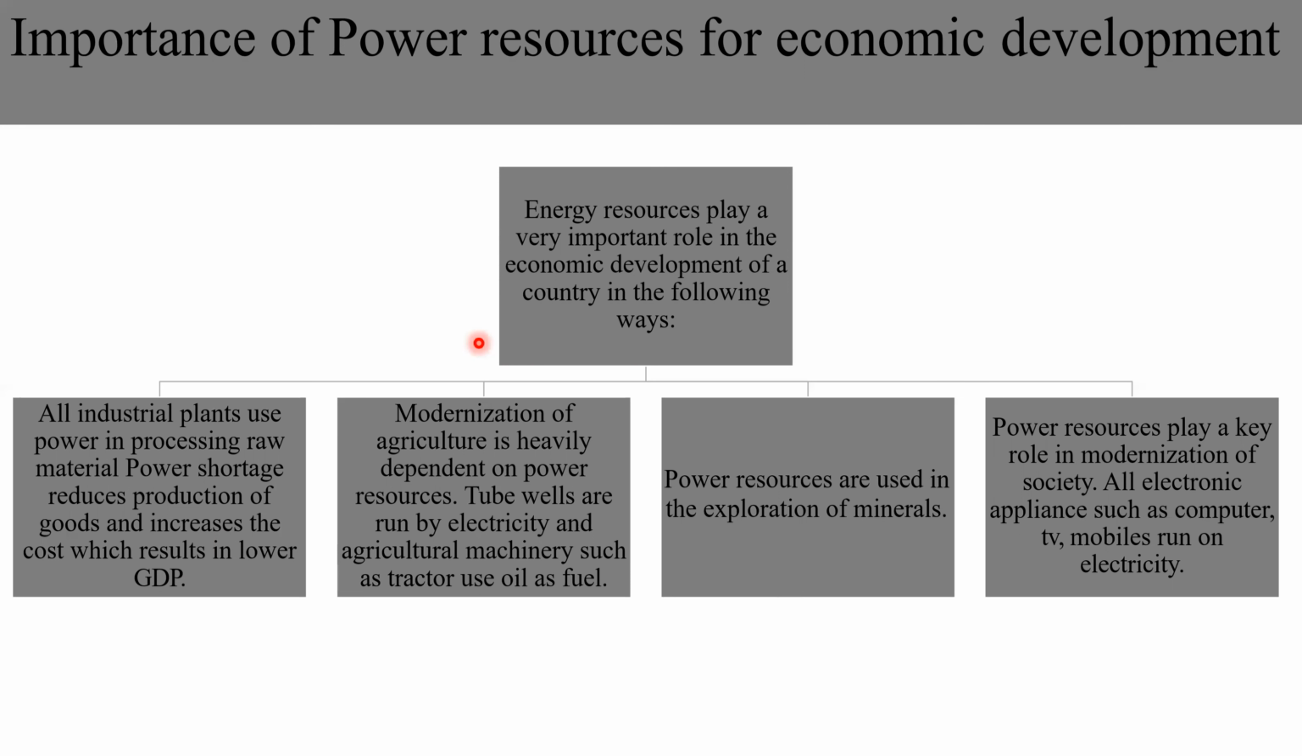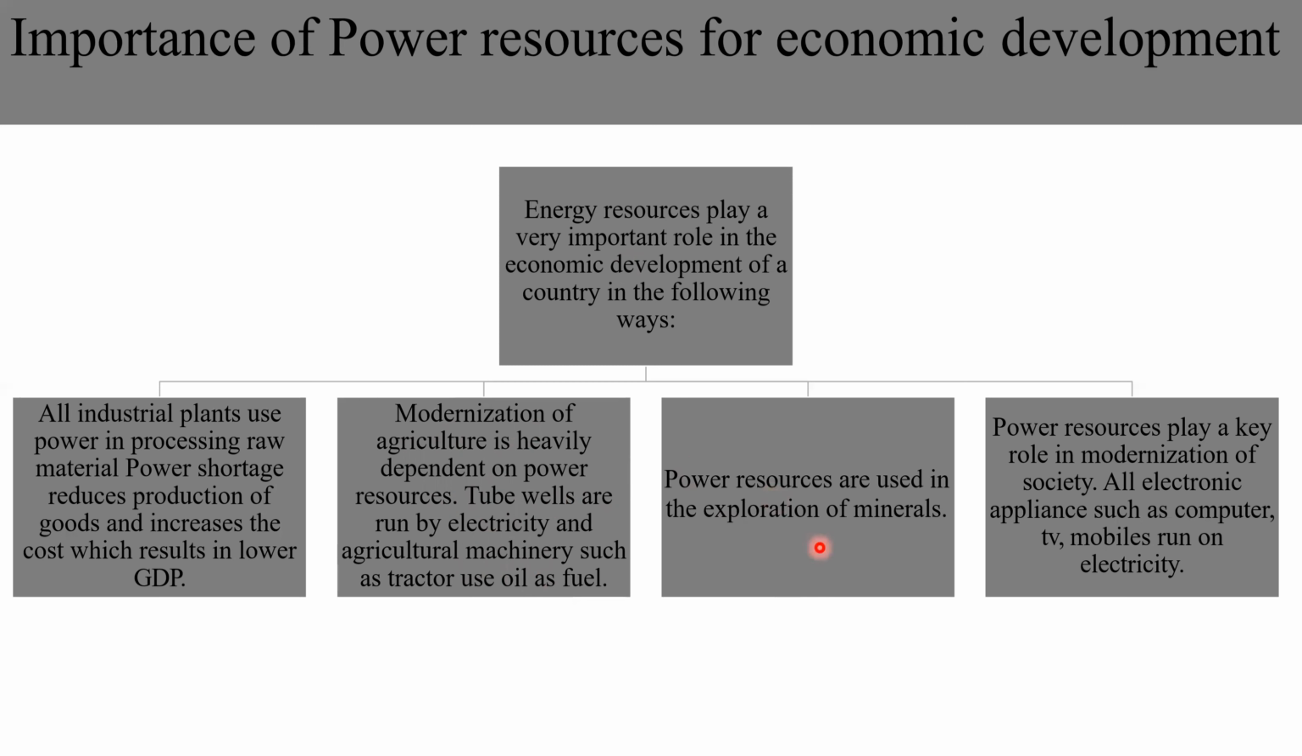The second thing that we are going to observe is that if power resources are made available in the rural areas, modernization of agriculture is going to occur. That is, mechanized farming is going to be done, with the help of machinery such as tractors, which require power resources, and tube wells, which are electrically operated pumps. They are also going to require electricity. So yes, agriculture is going to be modernized.